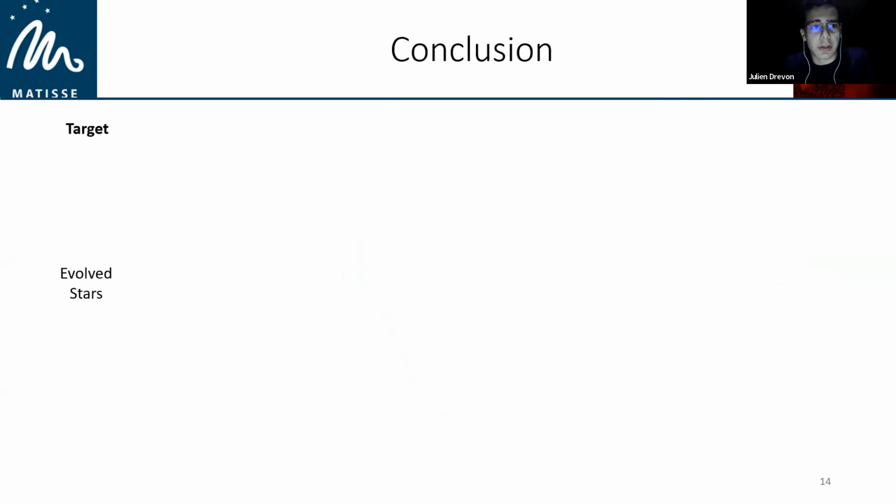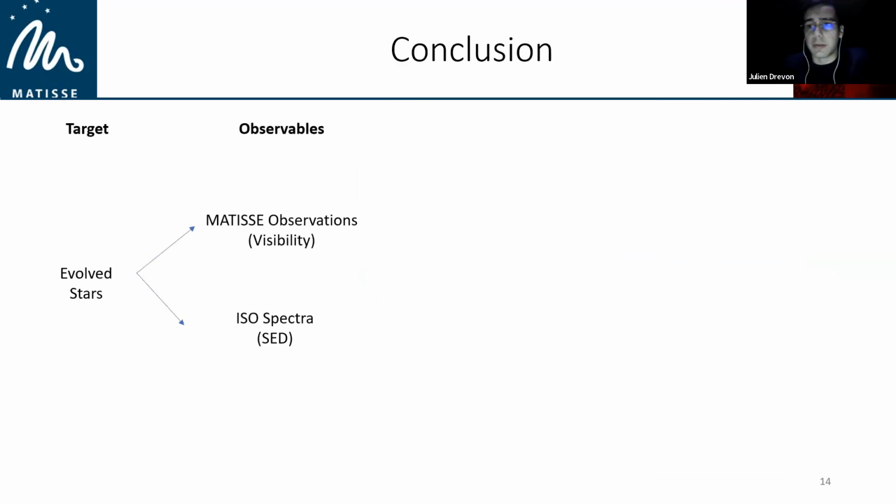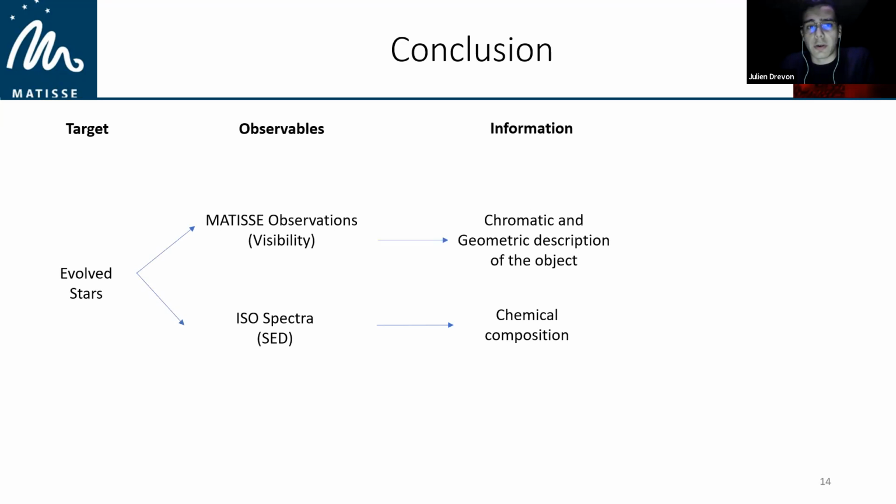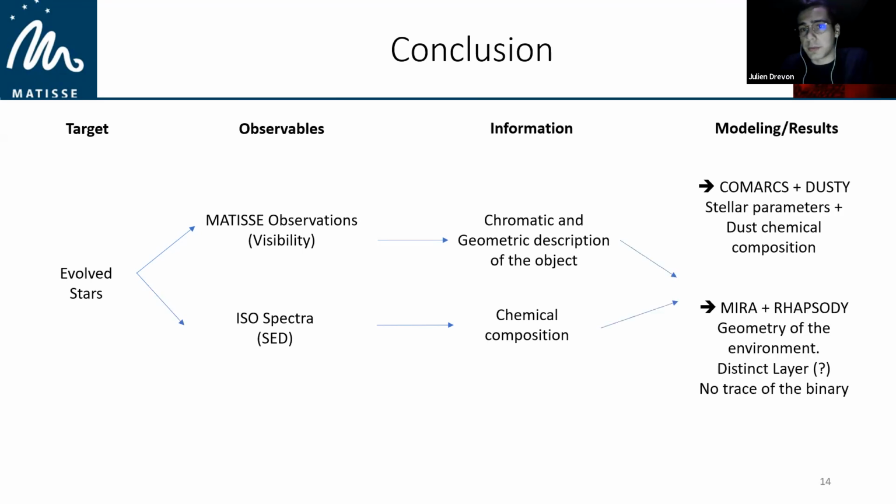So to conclude, at the beginning, we have a target, we have evolved stars, we have some observables, so we have the visibility thanks to the MATISSE observation, we have the spectra. Each observable gives us some information. So for the visibility, we can retrieve the chromatic and geometric description of the objects. And with the spectra, we have the chemical composition.